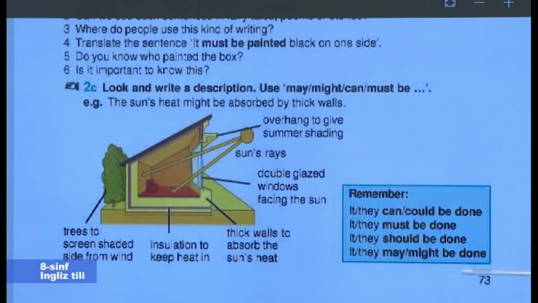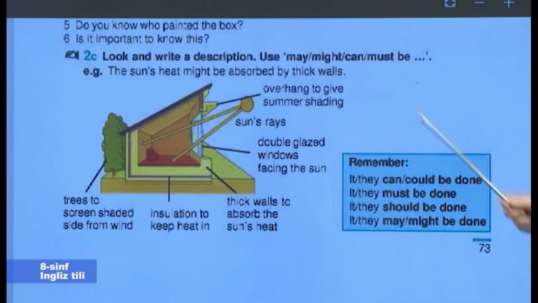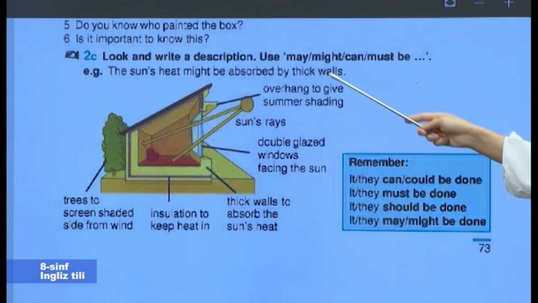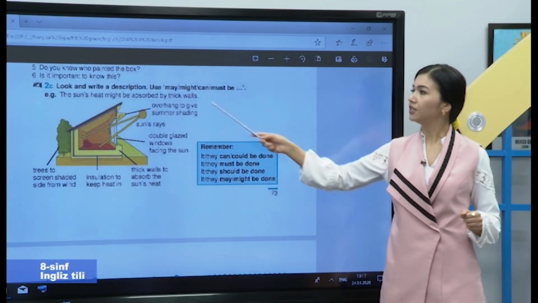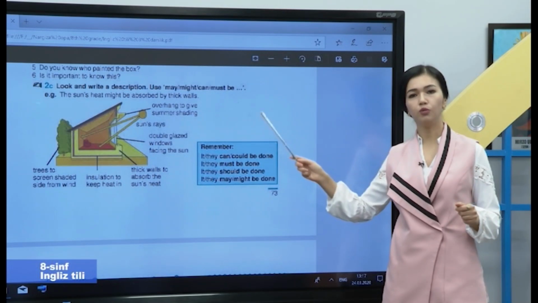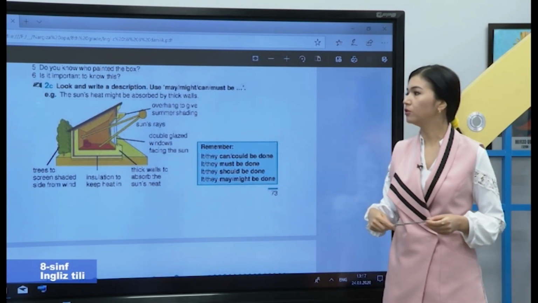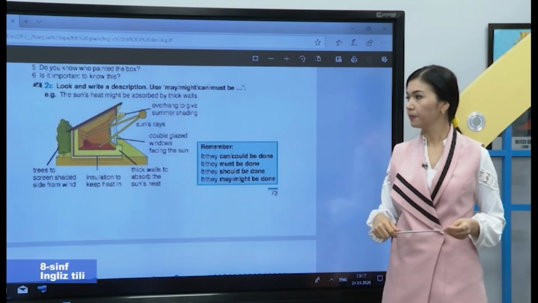The next task, second C. Look and write a description. You should describe the text or diagram or something like that. Use may, might, can, must be. As you can see, they are modal verbs. Using modal verbs, you should do this task.